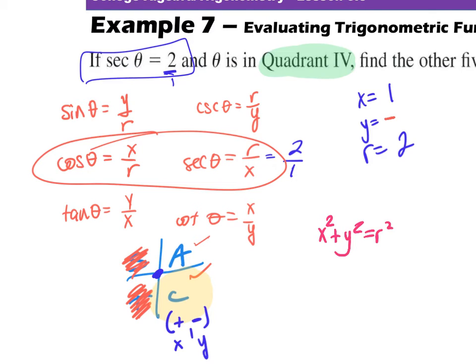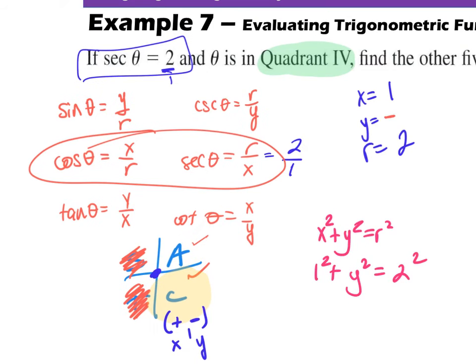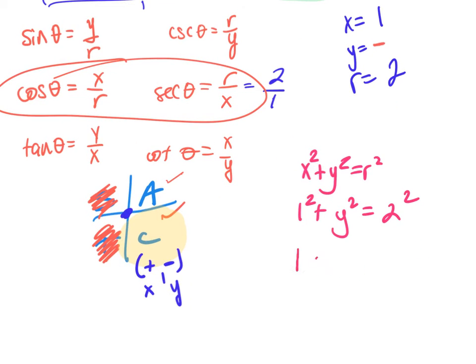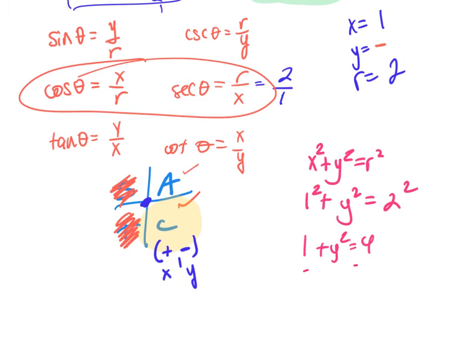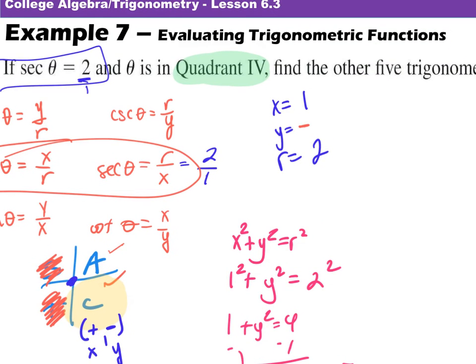Well, what's my x value? 1. So 1 squared plus, do we know what y is? No, we'll figure it out. What's 1 squared? Plus y squared equals 4. Minus 1 from both sides. Y squared equals 3. So what's y equal? Square root of 3. So I put it up here. And what kind of square root of 3 does it equal? Negative, but we figured that out already.